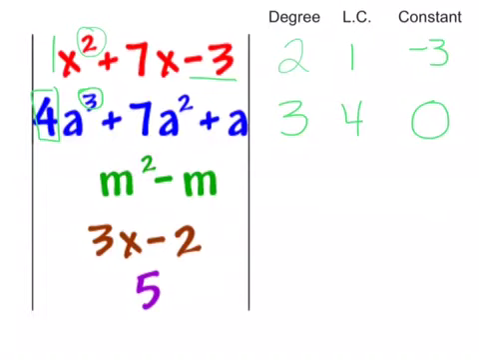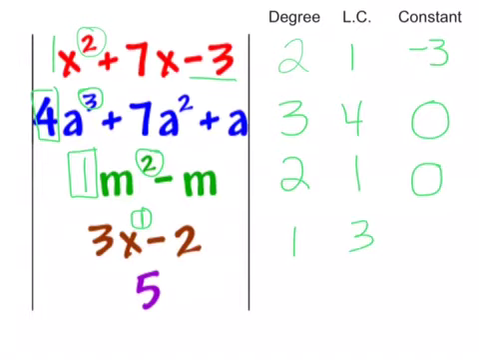The degree of the next one is 2, the highest exponent. The leading coefficient is again 1, the number out front of m. And again, our constant is 0. The next example, the degree is 1. Remember, when an x, a variable, does not have an exponent, the exponent is 1. So our degree is 1. It's a first degree polynomial.